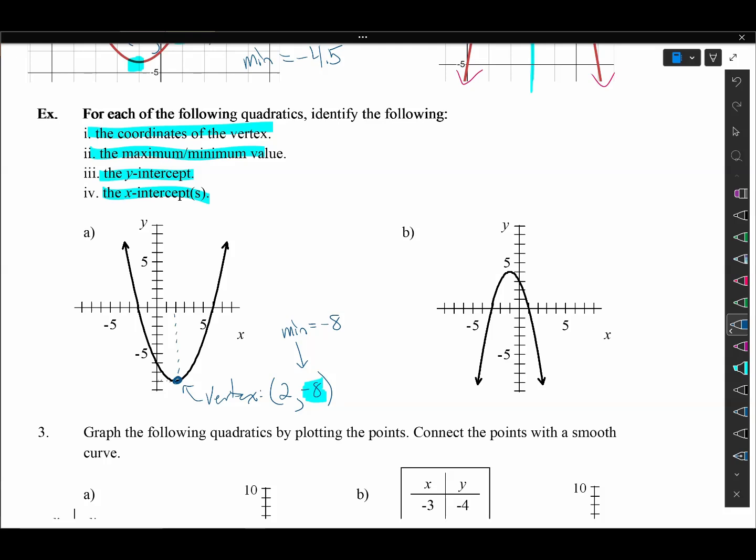Our y-intercept, that's where our graph crosses the y-axis. Sorry, that's where our parabola crosses the y-axis. We're working right here with -6. So we could say our y-intercept equals -6, easy.